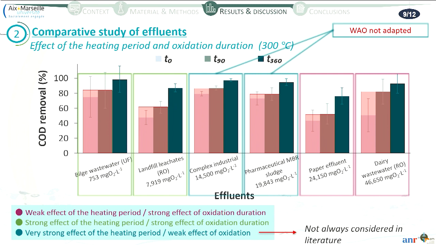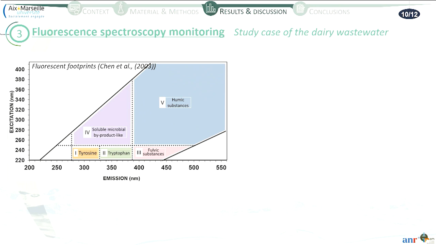Here we can see that the water oxidation is not adapted for an industrial scale application because the heating of the effluent almost degrades the whole organic part of the effluent. And this is interesting because this effect is not always considered in literature. And we also have to study COD and TOC because we observed that we had different behaviors for both of these parameters. So now I'm going to show to you a part of the fluorescence spectroscopy results.